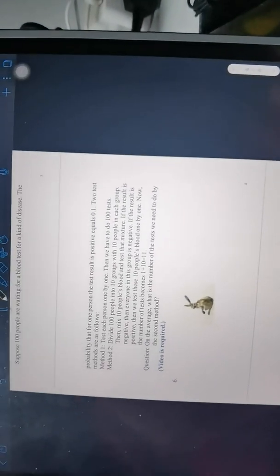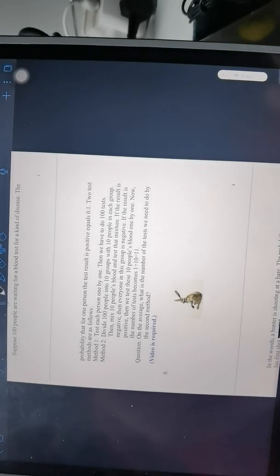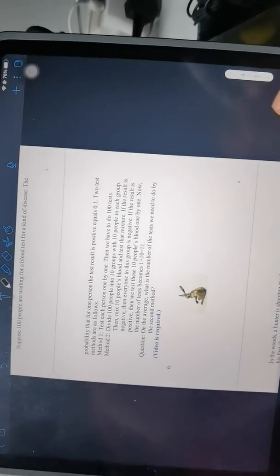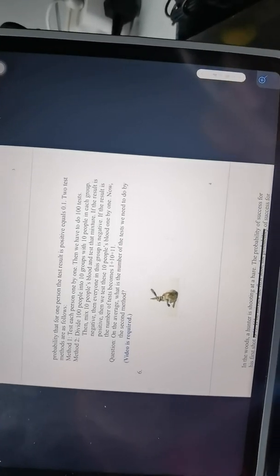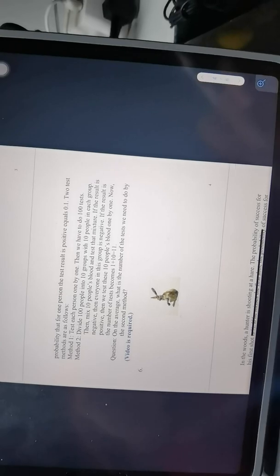Let me see the iPad. Okay. The question is: suppose 100 people are waiting for a blood test for a kind of disease. The probability that for one person the test result is positive equals 0.1. Two test methods are as follows.